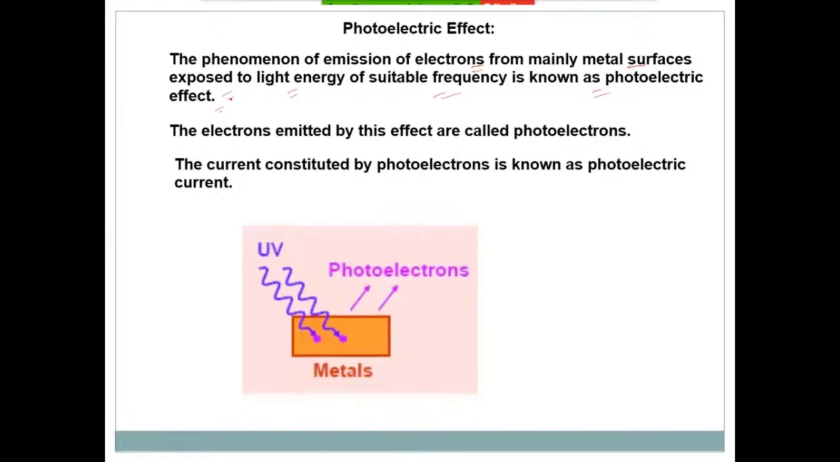We understand this effect by a simple image here. UV provides the incident light. When this incident light falls on the metal surface, electrons get ejected. These are known as photoelectrons. We can understand this topic by a simple animation.